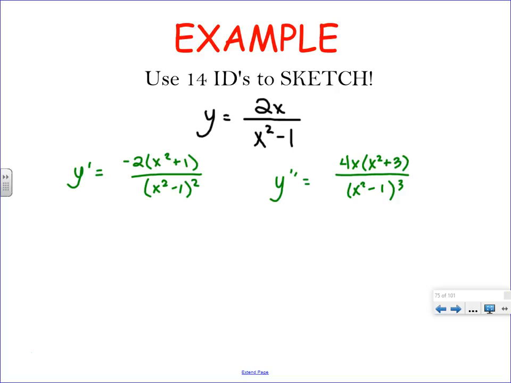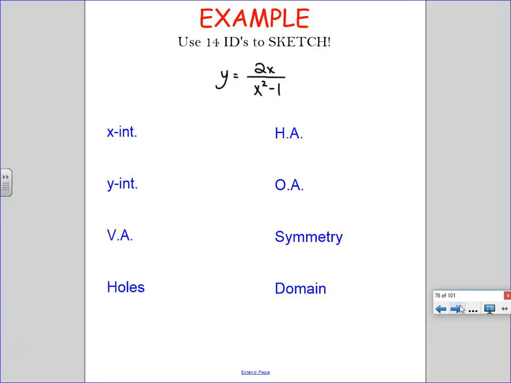Ready? Okay. How do we find the x-intercept? Set the whole original function equal to 0. Remember, no calculus. Whole original function equal to 0, right? So I set the whole function equal to 0. How do I solve? Multiply. 2x equals 0? So what does x have to equal? Perfect. So the x-intercept is going to be x is 0 and y is 0.